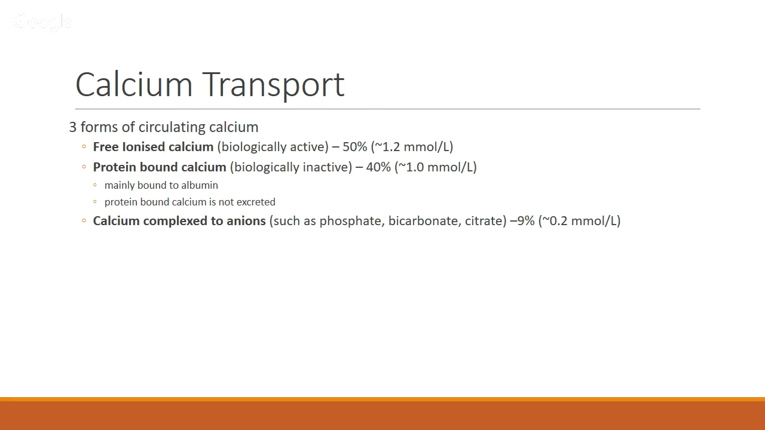Okay, so calcium in the body, interestingly, is mainly carried in the free ionized form. So 50% of it is in free ionized form, and this is in comparison to other things that you guys are learning like T3, T4, and steroids, which are mainly going to be bound to proteins.